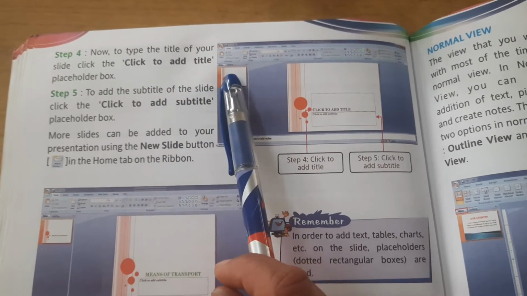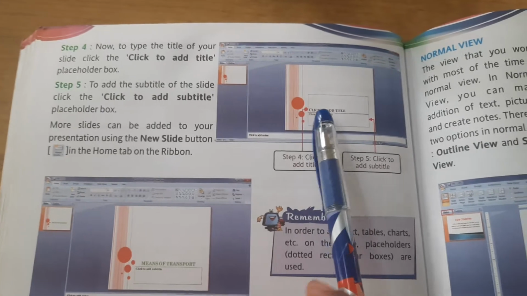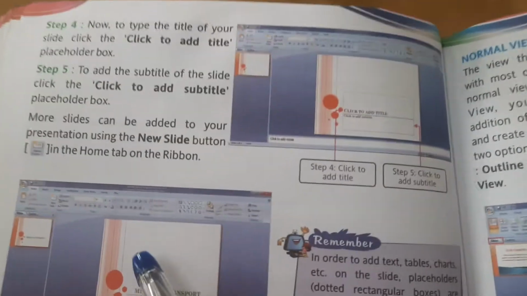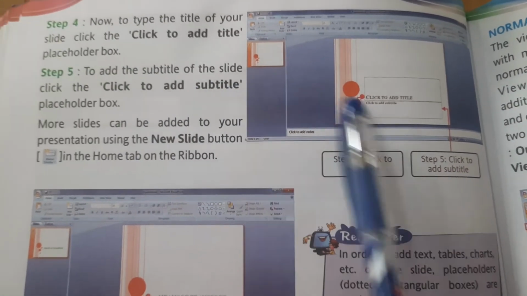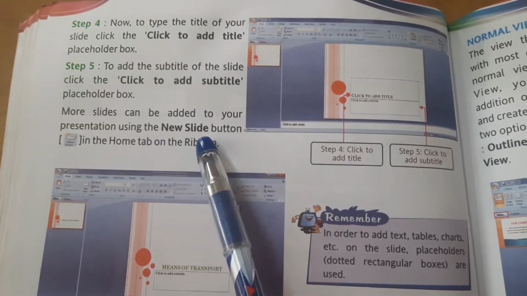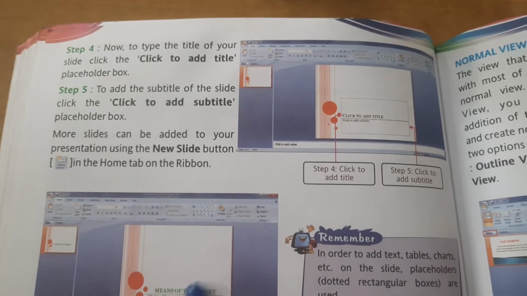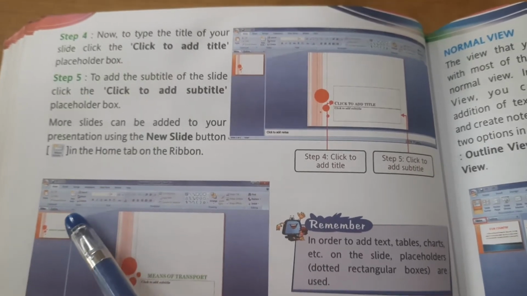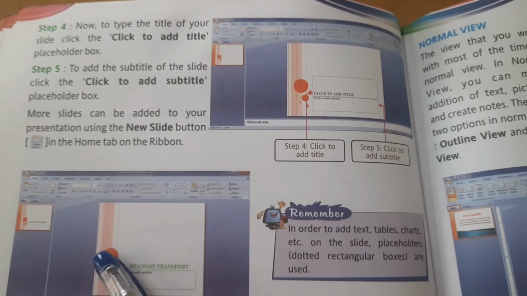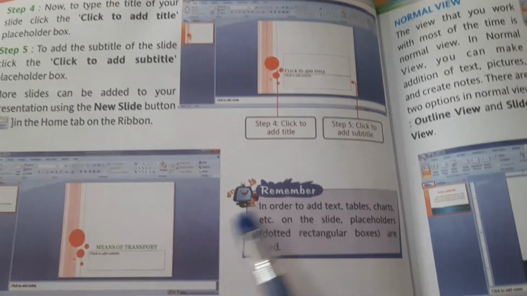Now to type the title of your slide, click here. You will click, usually like in a normal presentation you will do the work, here also you will do in the same way. Step 5, to add the subtitle, you will add the subtitle here. Now more slides can be added to your presentation using the new slide button in the home tab on the ribbon. So just like earlier you were using a new slide button, same way you will use it here as well. So this way you will create the presentation using installed themes.